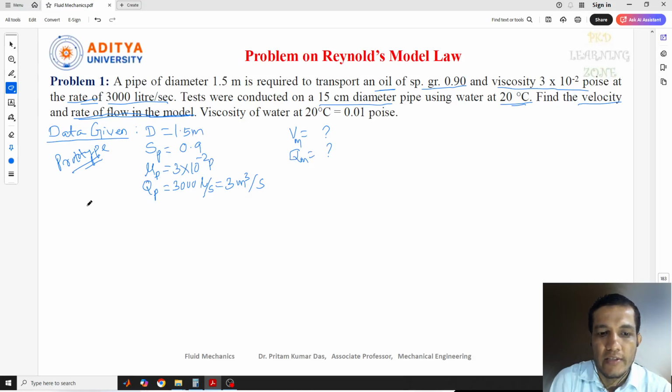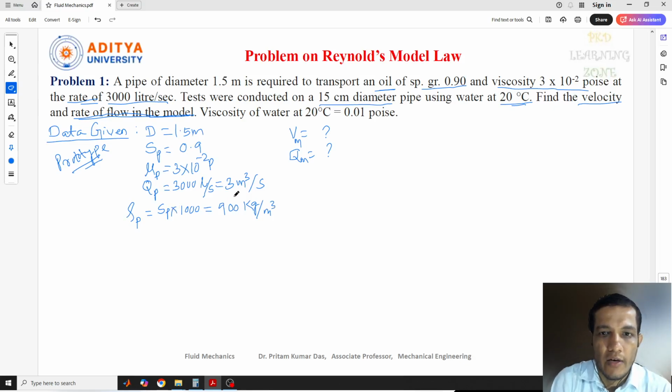Now, the density of oil is not given directly, but we can calculate it because the specific gravity is given. The density of oil for the prototype equals specific gravity into the standard density of water, which is 1000. So that means we can write 900 kg per meter cube.